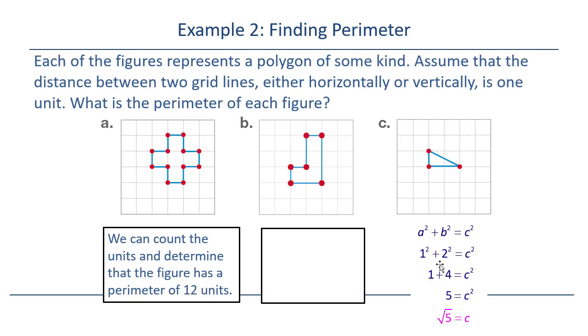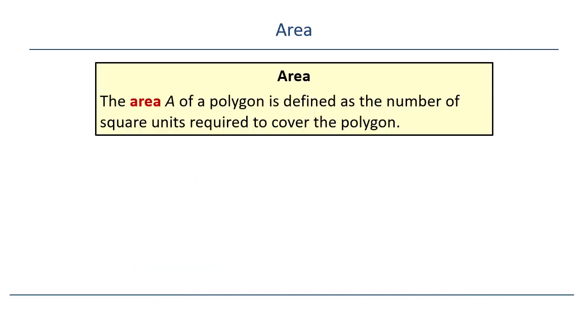So the perimeter of this thing would be, right? The 1 plus 2, which is 3, plus the square root of 5.